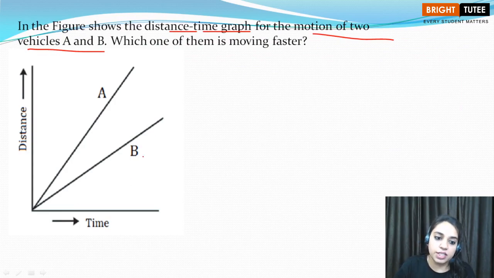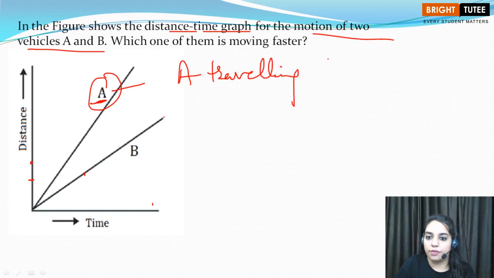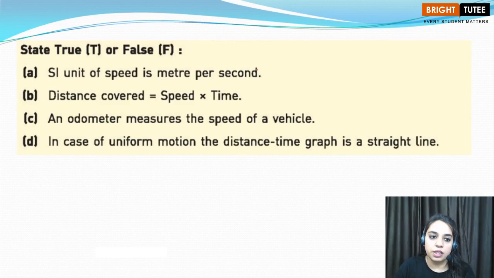Now children, you can see that the time interval is almost the same, but vehicle A is traveling greater distance even in the same time, right? At this time interval, B has traveled only this much distance, whereas A has traveled this distance. So A is traveling faster. The correct answer will be A is traveling faster.